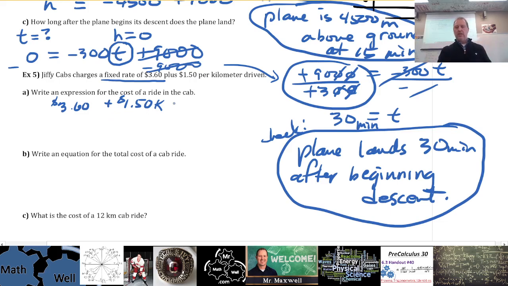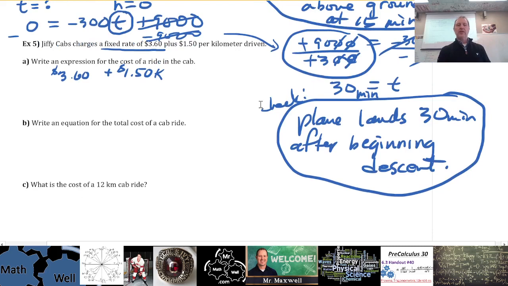Now, I guess I'll just keep going here. Some of you have got into this, but I'll just keep going. So, is everyone okay with that, with A? Fixed rate, that's like the adjustment. And if you want to write it like we wrote the other ones, you could just switch these around: 1.50 K plus 3.60. So there's your adjustment here. The fixed rate is like the little adjustment for the price.